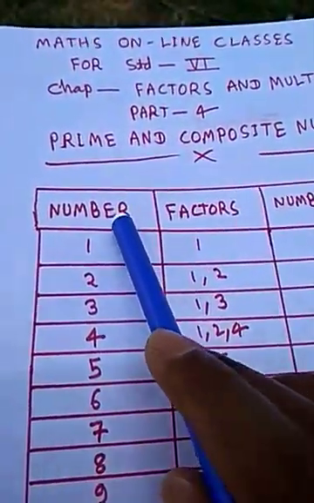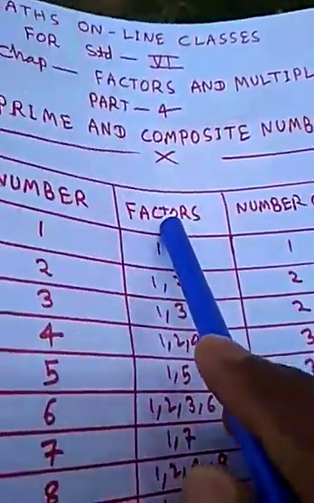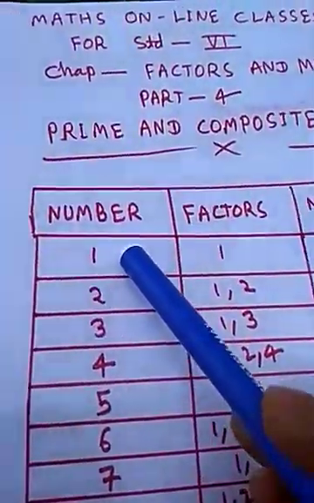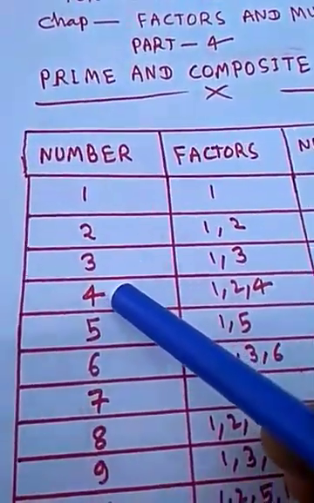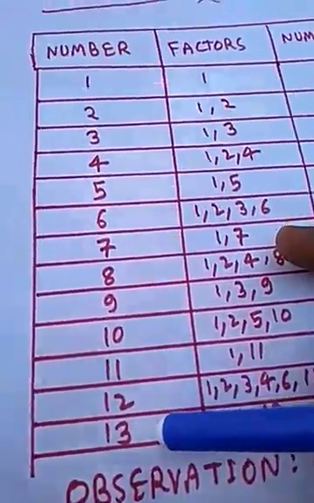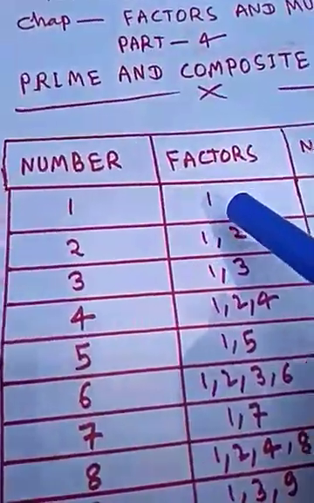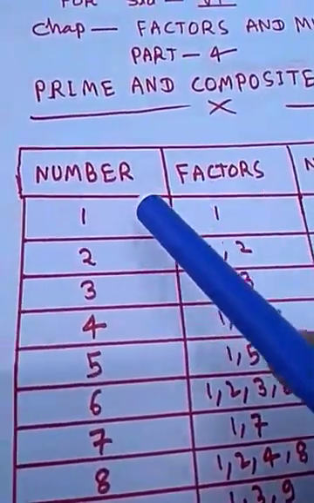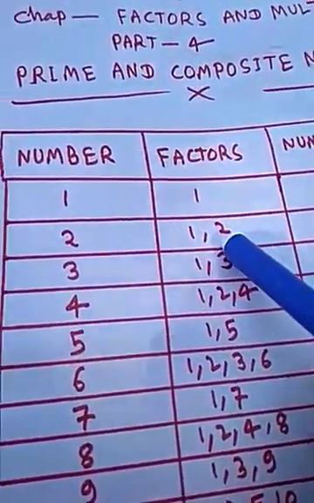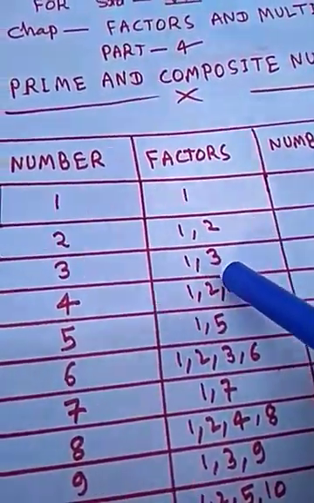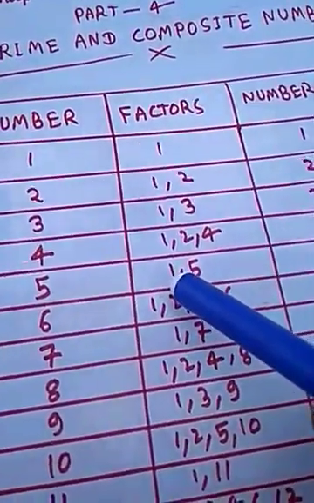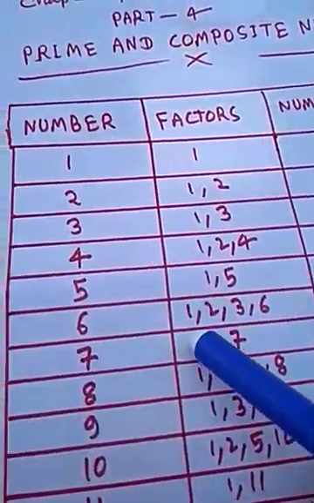At first we shall write number, factors and number of factors, means here we shall write the numbers 1 2 3 4 5 6 7 8 9 10 11 12 13, and here we shall write the factors of everyone. Factor of 1 is 1, factor of 2 is 1 and 2, factor of 3 is 1 and 3, factor of 4 is 1 2 4, factor of 5 is 1 5, factor of 6 is 1 2 3 6.